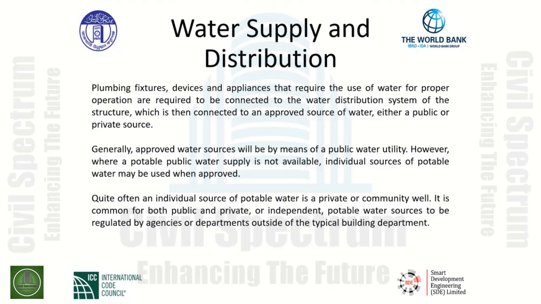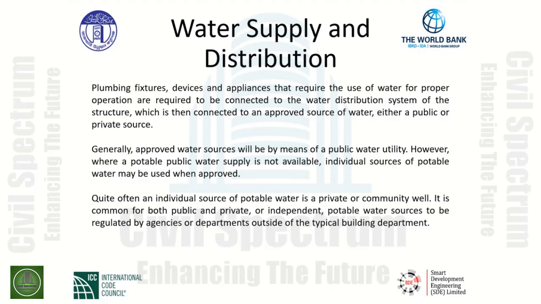Some general information regarding water supply. Plumbing fixtures, devices, and appliances that require the use of water for proper operation are required to be connected to the water distribution system of the structure, which is then connected to an approved source of water, either a public or private source.